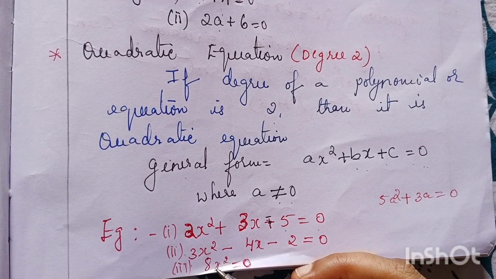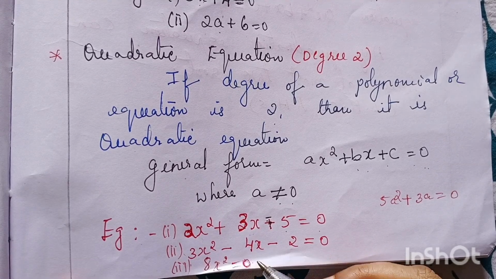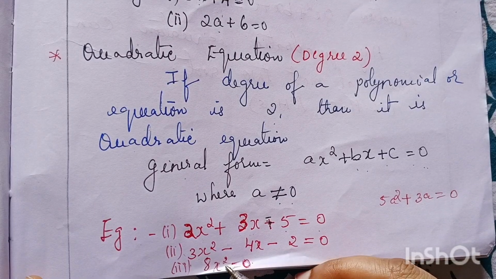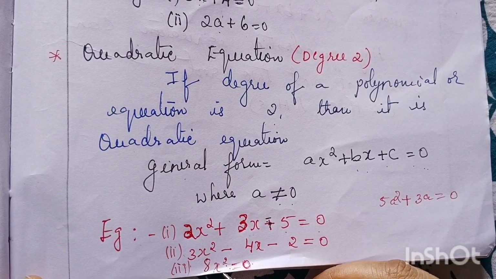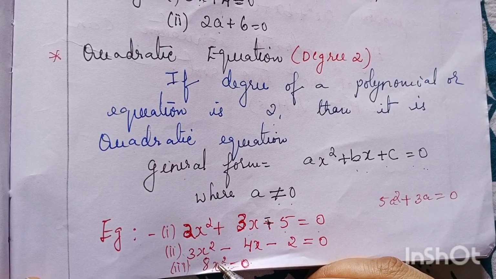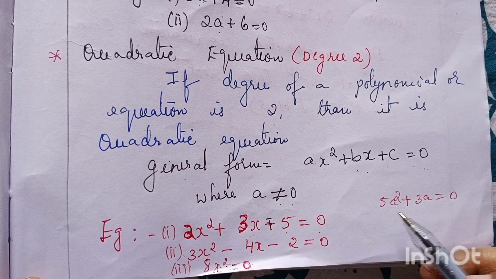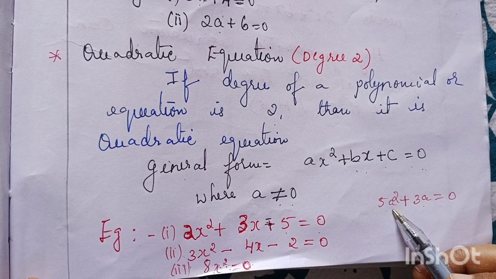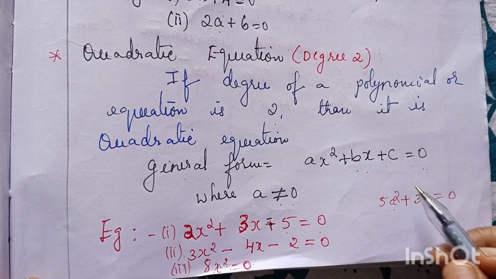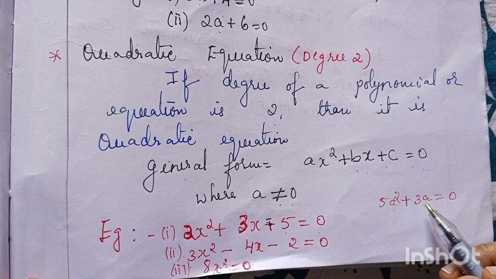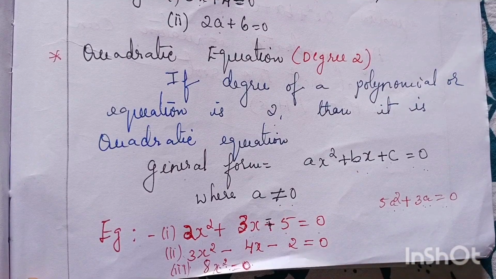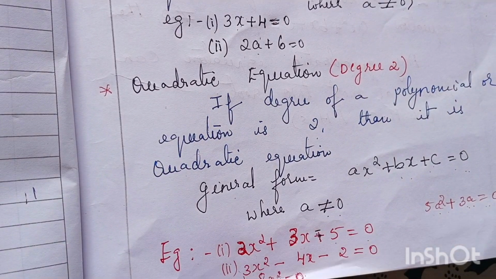Then we can write 8x square is equal to 0, which is also a quadratic equation. It is not in the general form, meaning the b value is missing, the c value is missing, but it is still a quadratic equation. The highest power is 2, that is why it is a quadratic equation. Another example, 5a square plus 3a equal to 0. Here the c value is missing, but it is still a quadratic equation, but the a value should always be there. That is an important point.